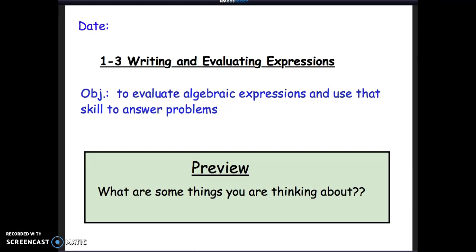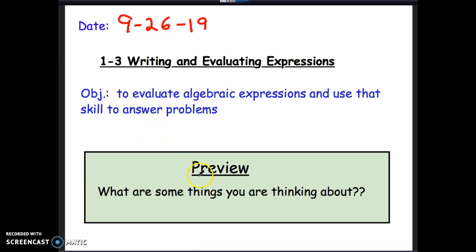I want you to do the notes just like we've been doing in class. So open up your notebooks to your notes section. Start a new area with the date. So you're just going to write the date in, and copy down the title just like you would in your notes like we've been doing. The objective: to evaluate algebraic expressions and use that skill to answer problems.